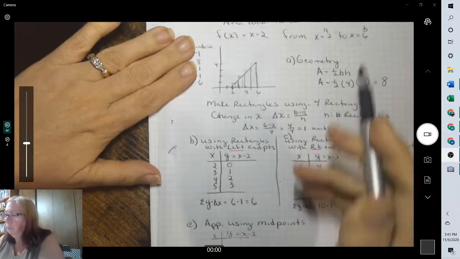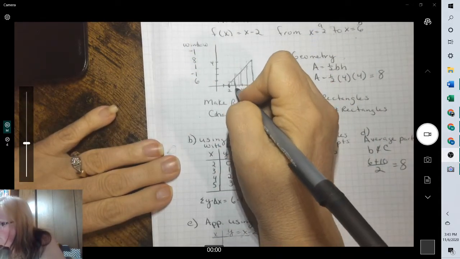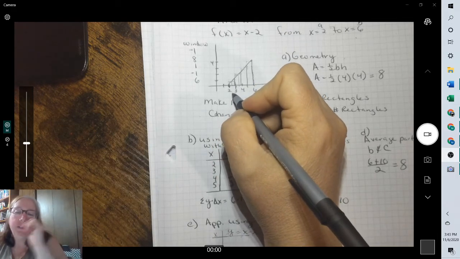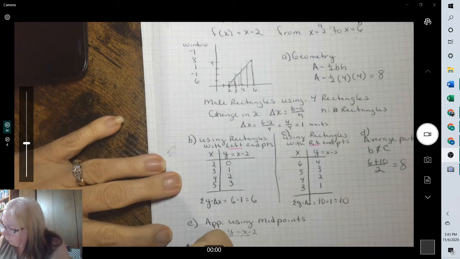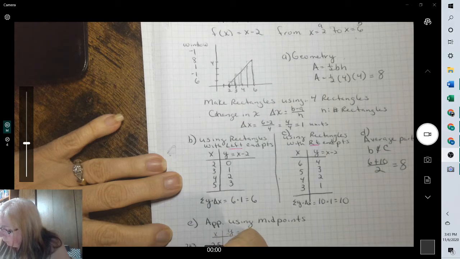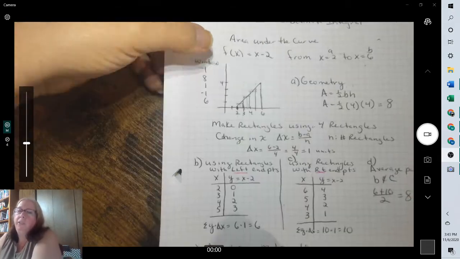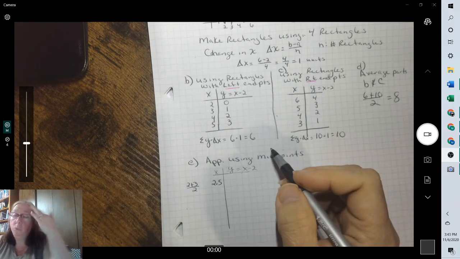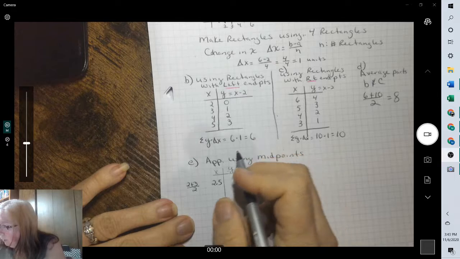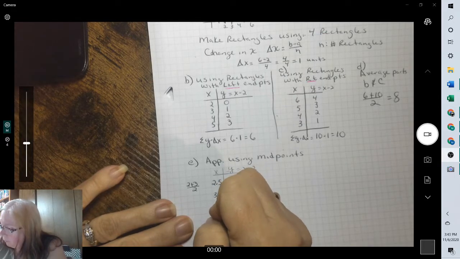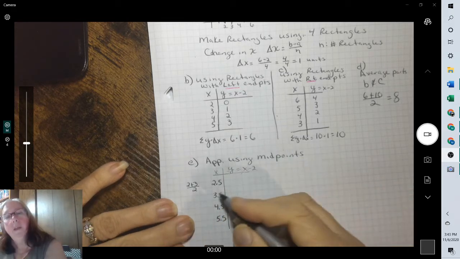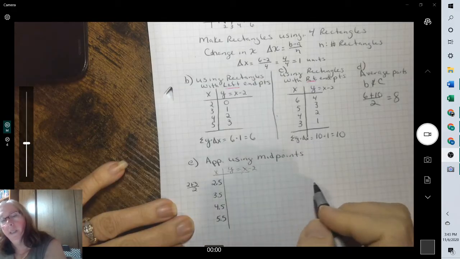So to use the midpoint, you're going in between them. So if this is 3, I want in between 2.5. So you just add them together and divide by 2. Once you get the first one, you can just keep adding your change in x, which was, in this case, 1. So we could keep adding 1, 2.5, 3.5, 4.5, and 5.5. We only need 4 because we want 4 rectangles.